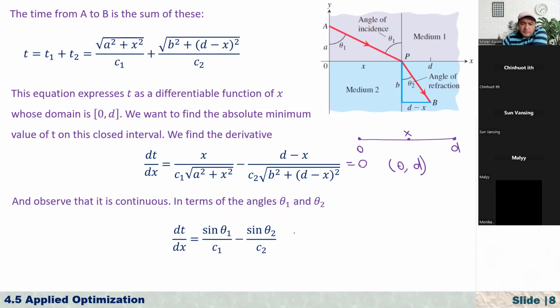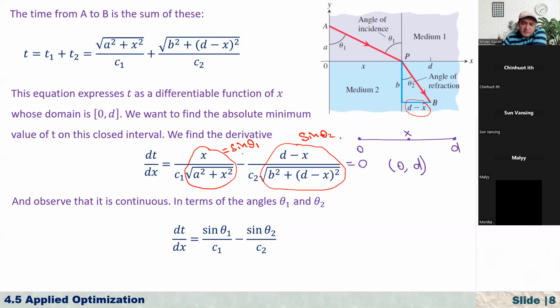But how do you know that? Because in the first triangle, for theta 1, the opposite side is x and the hypotenuse is the square root of a squared plus x squared. That's why for this expression I can write that it is equal to sine of theta 1. And how about the second part? It is d minus x divided by the hypotenuse. So this whole thing is equal to sine of theta 2.